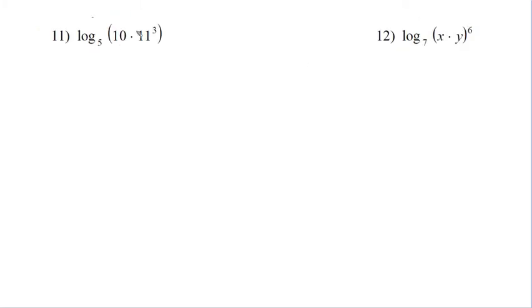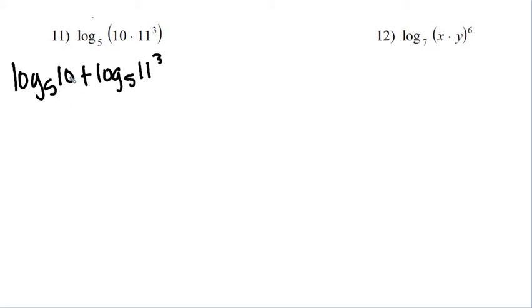Number 11, again, we could apply some math rules to this, but we want to practice those logarithmic rules. So again, notice that the 3 is only on the 11, not the 10 and the 11. So we're going to do product rule first. So I have log base 5 of 10 plus log base 5 of 11 to the 3rd. So the 10, that first logarithm, is not a product, it's not a quotient, it doesn't have a power, so it's as simple as it can go.